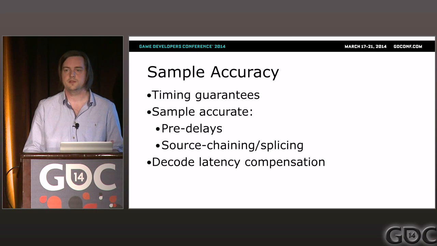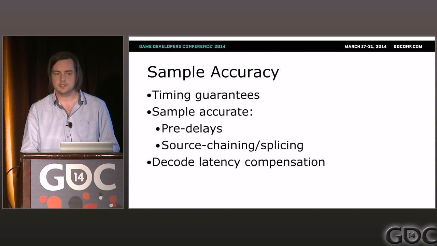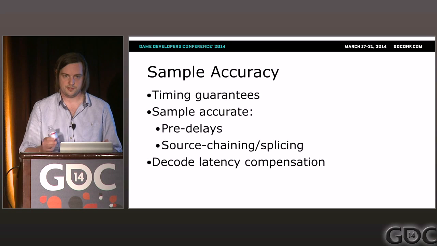We also added support for source chaining. So one PCM source can trigger another one to start when it stops with a subframe offset to ensure sample-accurate splicing.